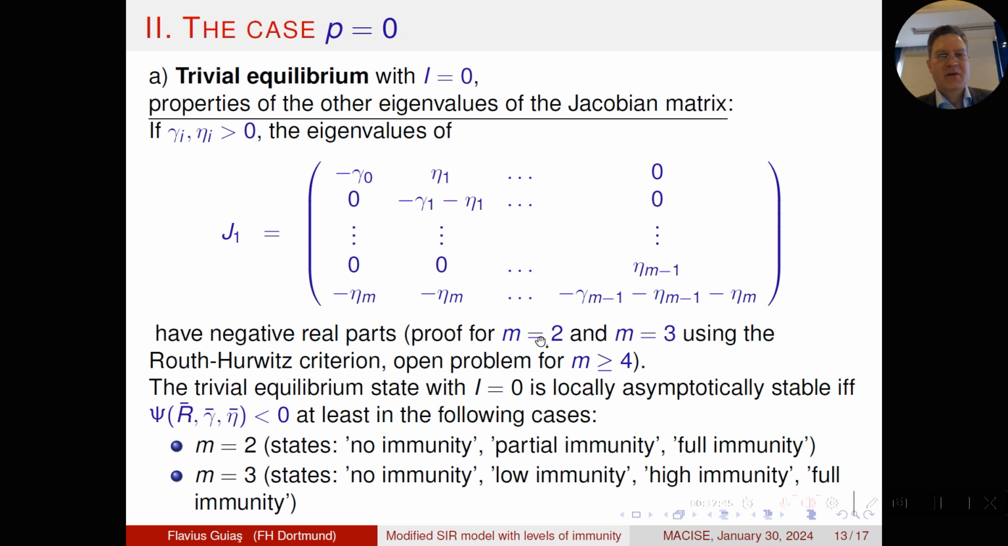So what does this mean, m equal to 2 and m equal to 3? Basically, in these cases, this trivial equilibrium is locally asymptotically stable, meaning that this inequality is fulfilled. For example, if you have states like this: no immunity, partial immunity, full immunity, or for m equal to 3, no immunity, low immunity, high immunity, and full immunity.